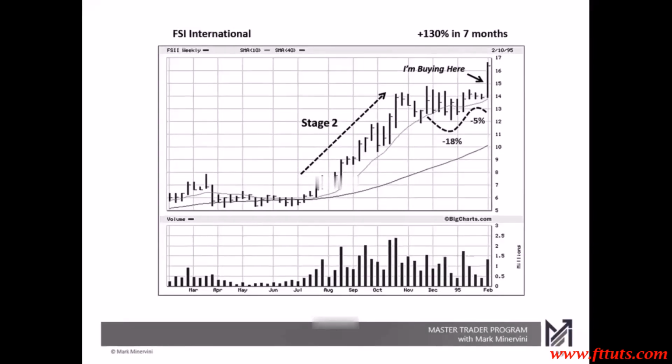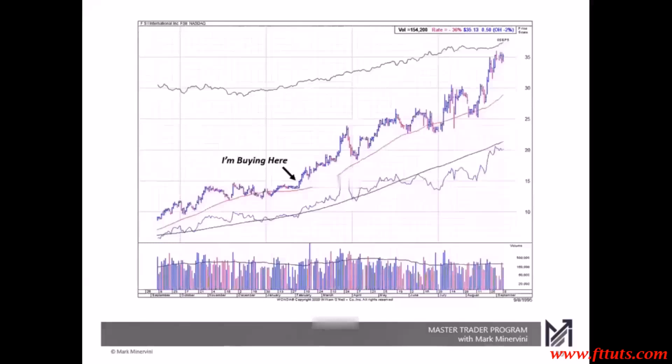Let me show you the daily. Take a look at this. Look how tight that is. You see how it just gets really, really tight here? So now you go through this volatility, and then the volatility contracts. I'm buying it right here as it comes out, and then you make this nice move. And this was a pretty big mover.